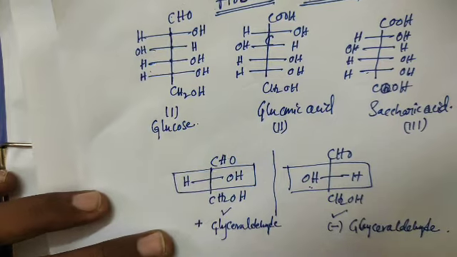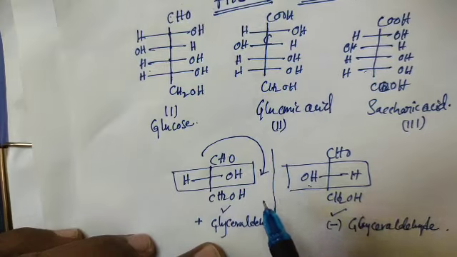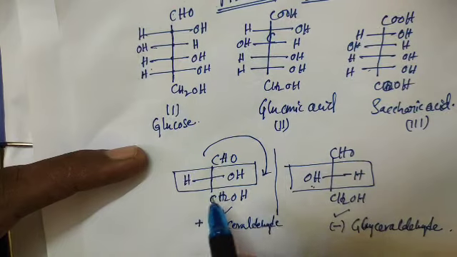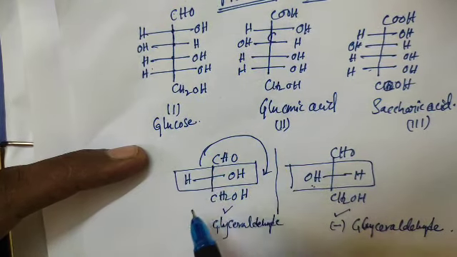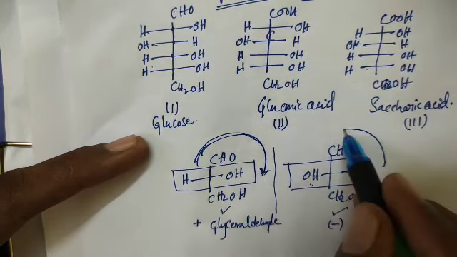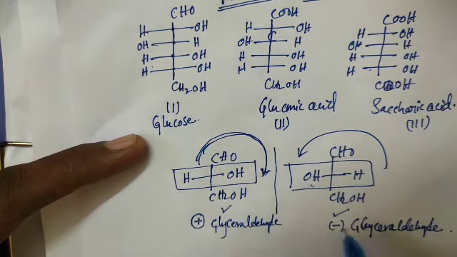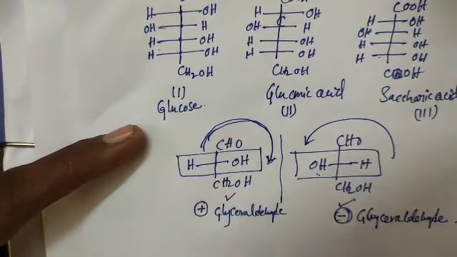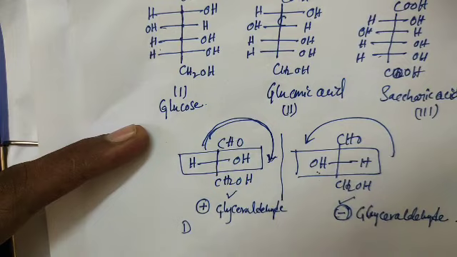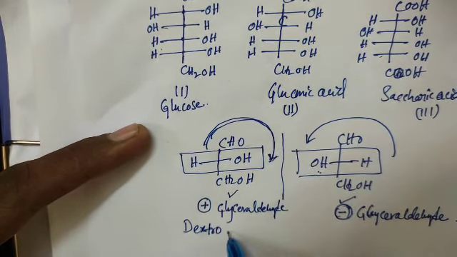What is the difference here? If we pass plane polarized light through this glyceraldehyde, this molecule will rotate clockwise and the other molecule will rotate anti-clockwise. Clockwise we call plus, anti-clockwise we call minus. That is the only difference. Clockwise is also called dextro-rotatory.